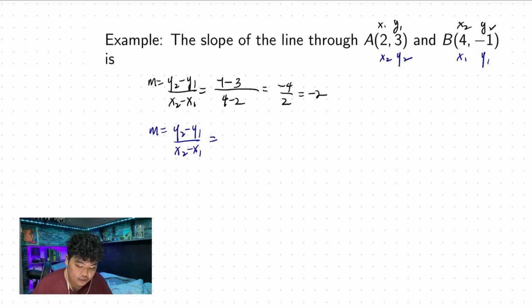So, plug in natin. y2 is 3. y1 is negative 1. x2 is 2. x1 is 4. So, you get 4 over negative 2 which is negative 2.